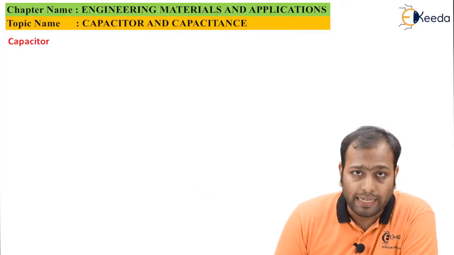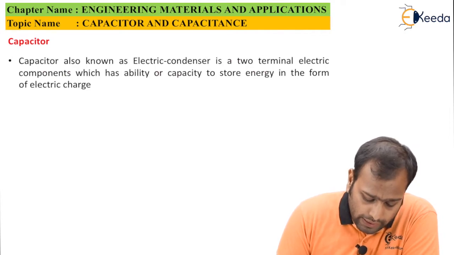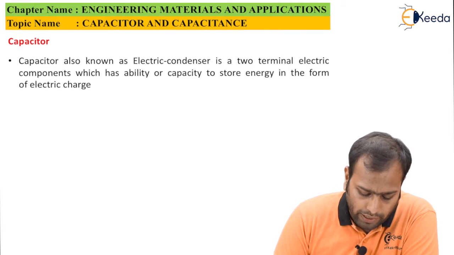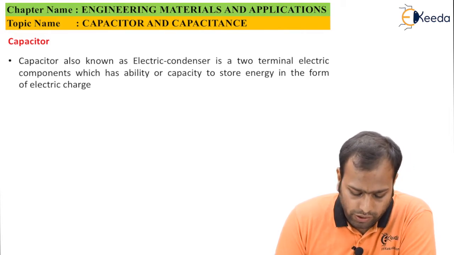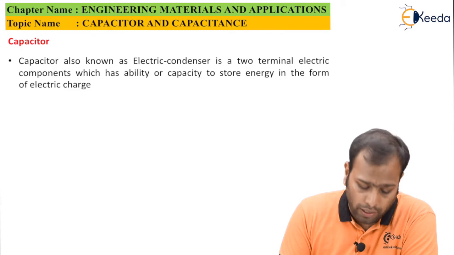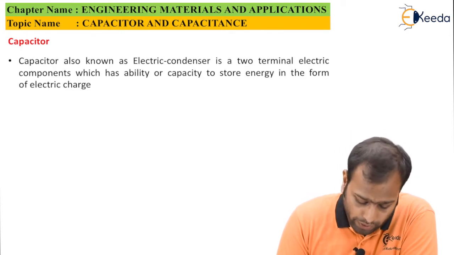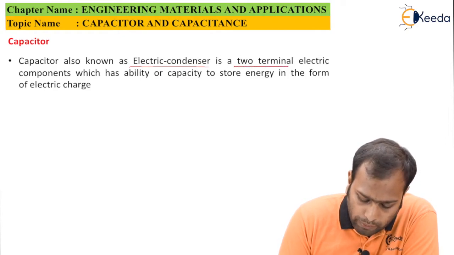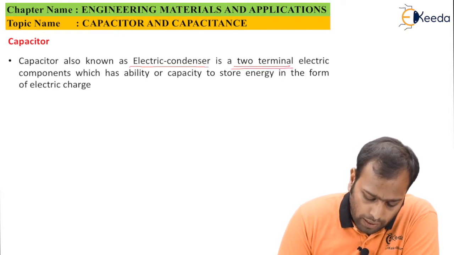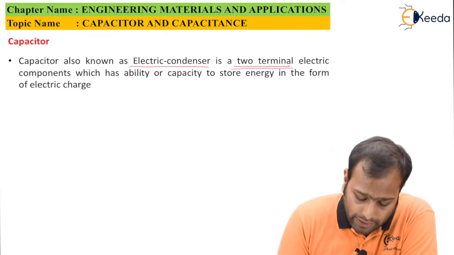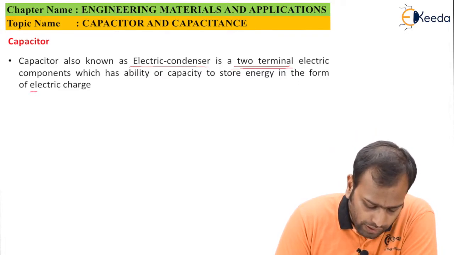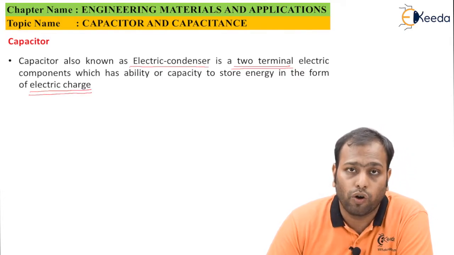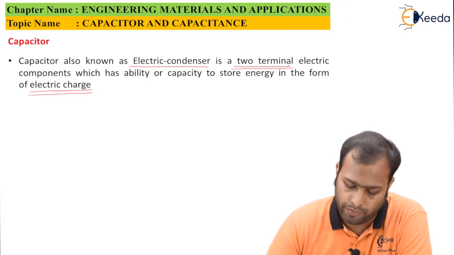Now, a capacitor, as you all know, is an electric condenser, which is a two-terminal electric component and has the ability to store energy in the form of electric charge. Now, all the keywords are important. So it's an electric condenser and a two-terminal device. It has the ability or a capacity to store energy in the form of electric charge. Well, this is nothing but an application of dielectrics and polarization.